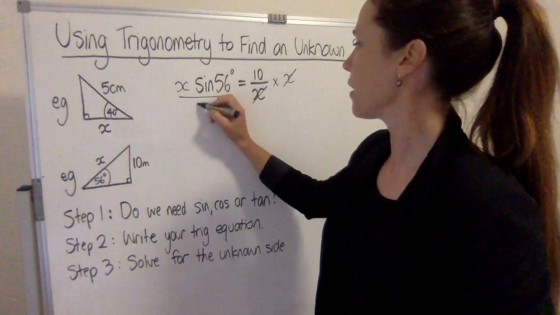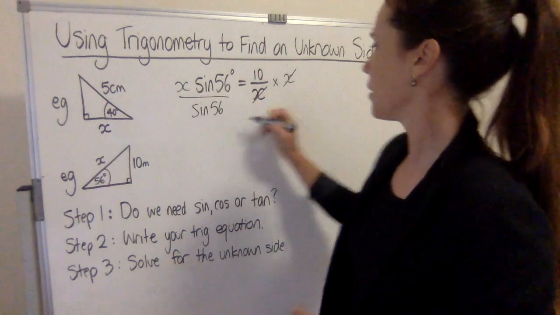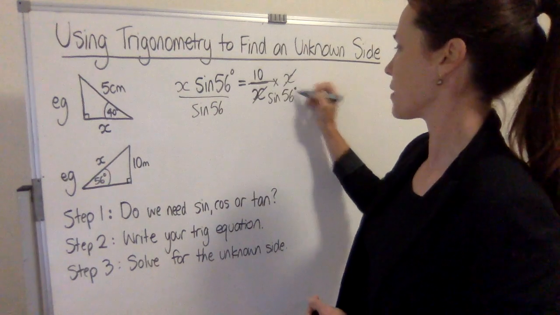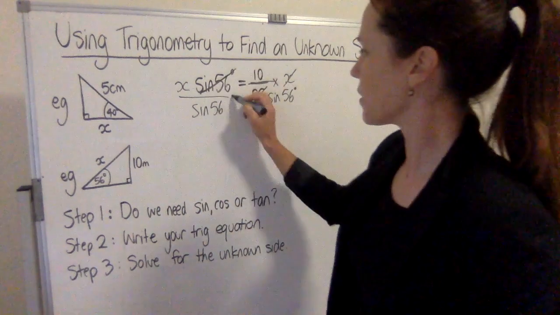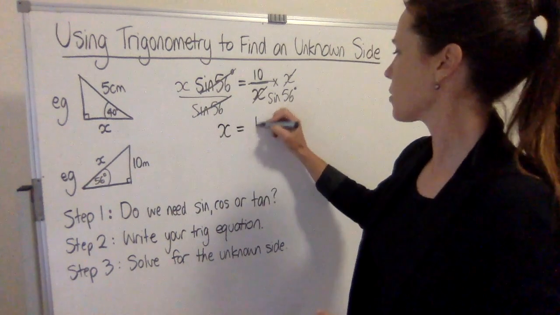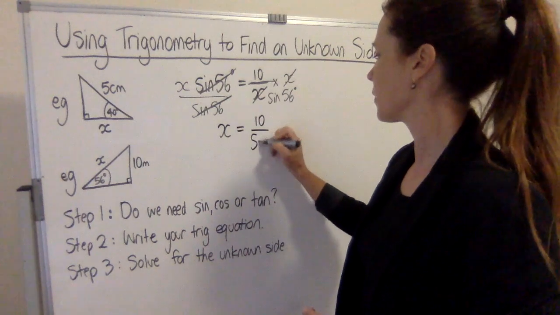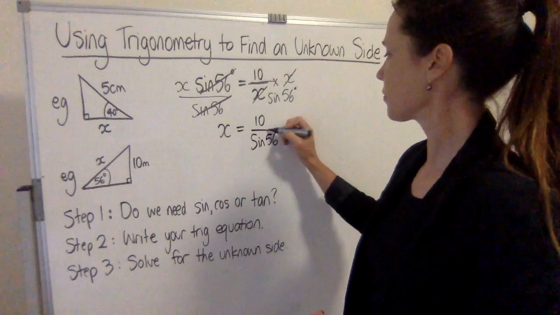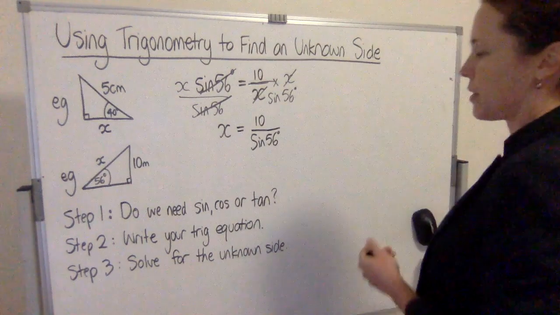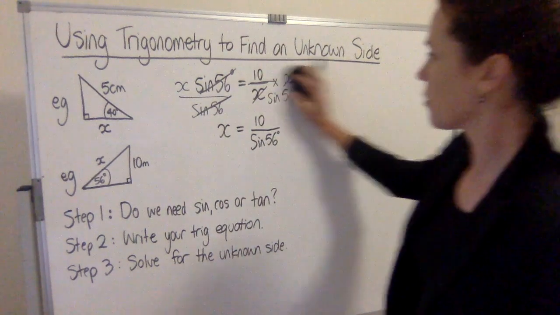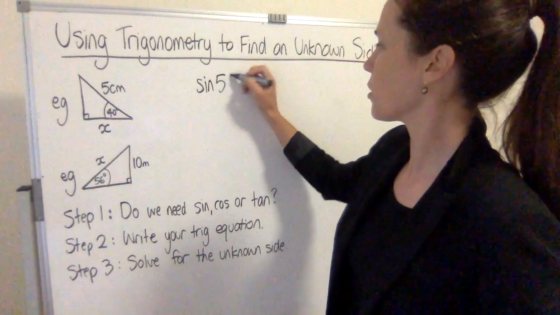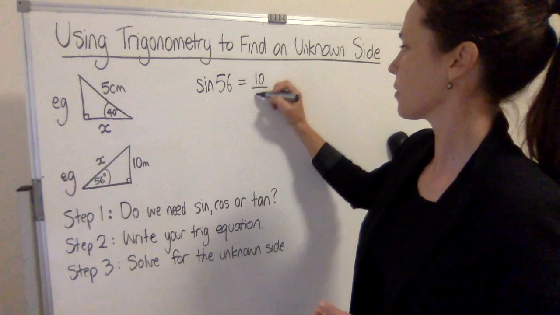So dividing this side by sine 56 means I have to also divide this side by sine 56. It's looking a little bit messy now, sorry about that. These sine 56s will cancel out, leaving the x all on its own, and I'll have x equals 10 over sine 56. Okay, now there was nothing wrong with the way that we did that, but it did look a little bit messy. Now, another way to think this through, if I just go back a step to where I wrote my equation, I had this.